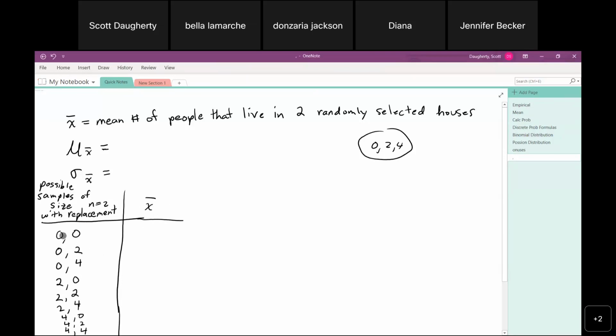If they got 0, 0, the sample mean would be 0, right? If the sampler got 0, 2, that would average up to 1. 0 and 4: 0 plus 4 divided by 2 would be 2. This one would be 1, 2 plus 0 divided by 2. That would average to 2. This would average to 3. 4 and 0 would average to 2. 4 and 2 would average to 3. And then 4 and 4 would average to 4.